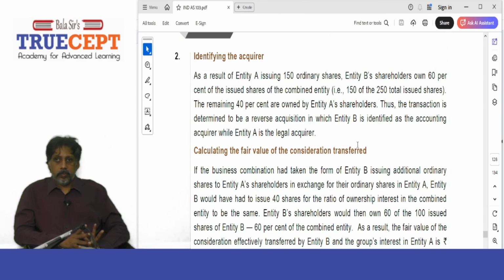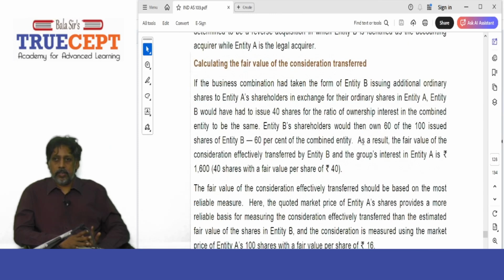I'll read the solutions. Identifying the acquirer. As a result of entity A issuing 150 ordinary shares, entity B's shareholders own 60% of the issued shares of the combined entity, that is 150 of the total 250 shares issued, which is 60%. The remaining 40% are owned by entity A's shareholders. Thus, the transaction is determined to be a reverse acquisition in which entity B is identified as the accounting acquirer while entity A is the legal acquirer.